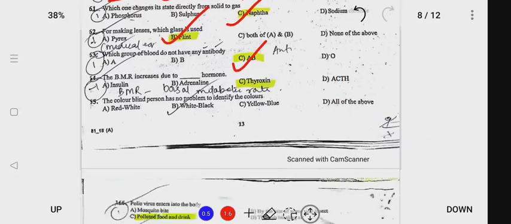Next, the color blind has no problem identifying the colors between white and black.